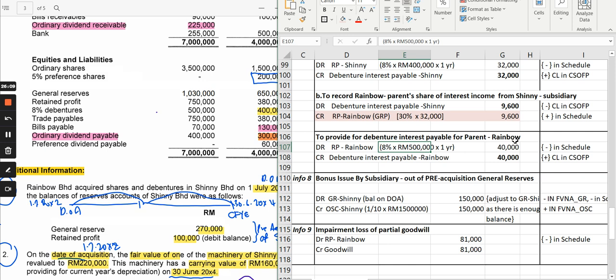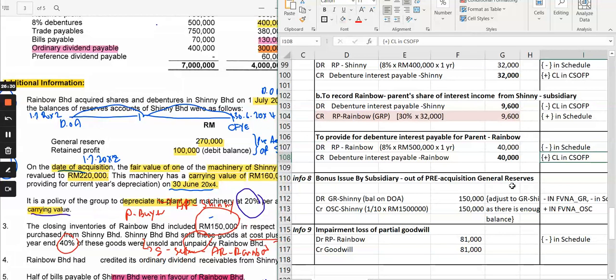But no one is having any share because this is the parent, not the subsidiary. So the impact is that in the retained profit of the parent under the schedule of the parent, which is the retained profit column of the parent, the debenture interest payable by Rainbow will be reflected in the consolidated statement of financial position. Don't forget to do that adjustment later.